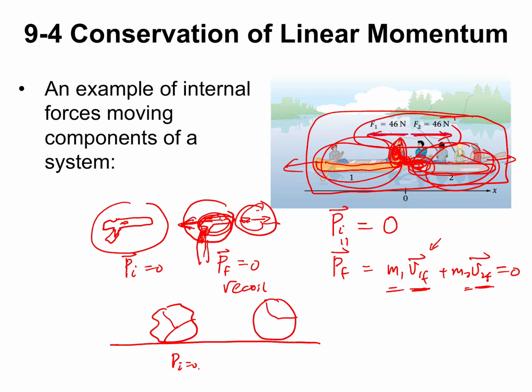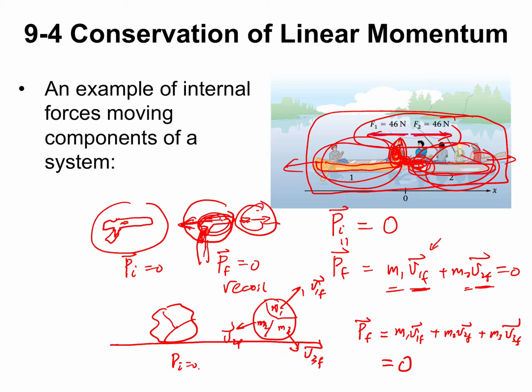Okay, so separated into 3 parts, right? This one V1F, V2F, and V3F. Now this is M1, M2, M3. And so the final momentum equals the momentum of the 3 pieces added together: M1 V1F plus M2 V2F plus M3 V3F, all added together, equals 0, because the initial momentum equals 0.